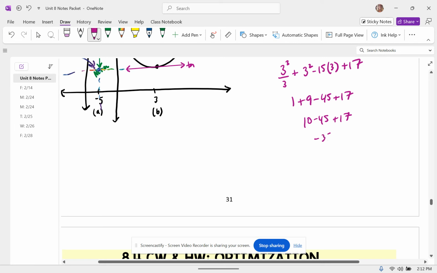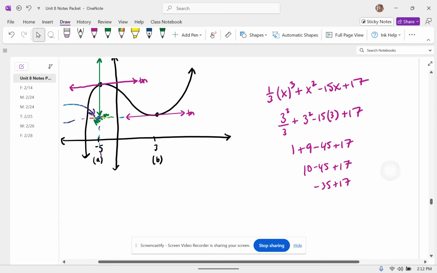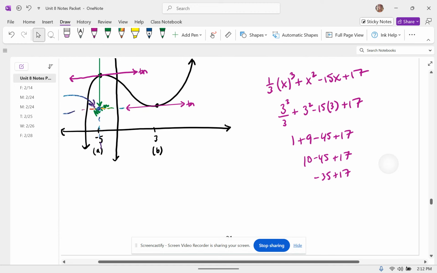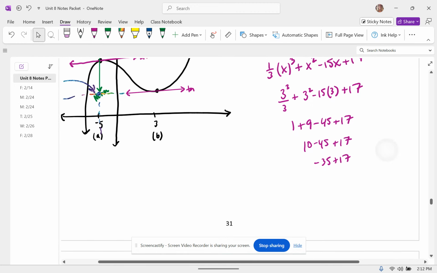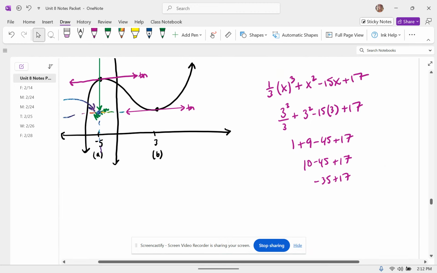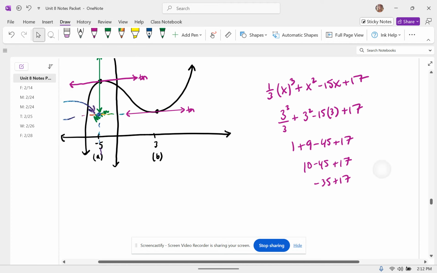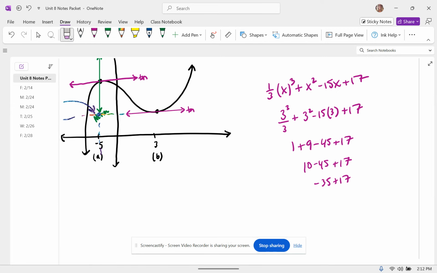Wait, what? I think I put it in right. What happened? It's 3 to the 3, not 3. So that's 3 to the 3 is 27, so that's 9 plus 9.